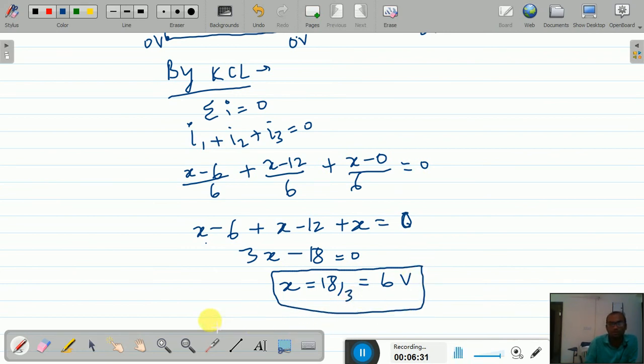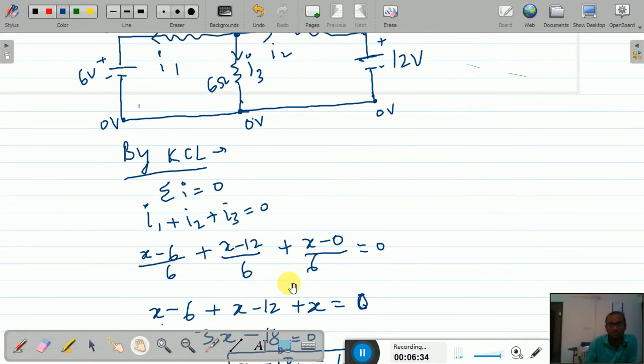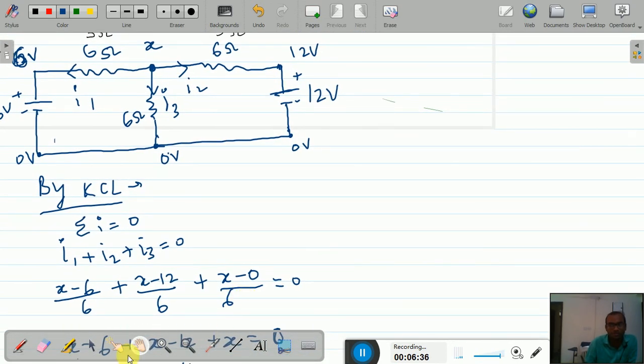So now we want to calculate the current in this circuit. So what will be the value of the current? Okay, current I1 will be, if this is 6 volt and this is also 6 volt, so their potential difference is 0. Current will be equal to the potential difference divided by resistance, means 6 minus 6 over the resistance 6. So this is 0 by 6, which is 0 ampere.